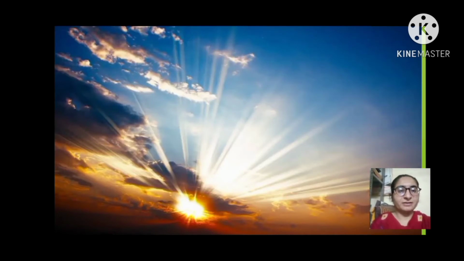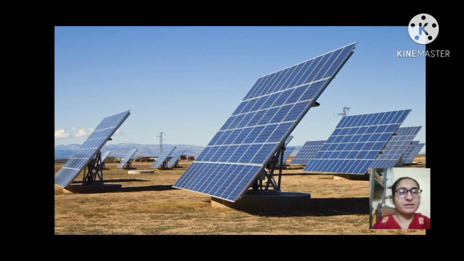So we all know that scientists do research on the hot sun rays and have successfully converted the hot sun rays into electricity. Here we can see a solar cell, and it works with the help of hot sun rays and makes electricity. We can use this electricity for various purposes.